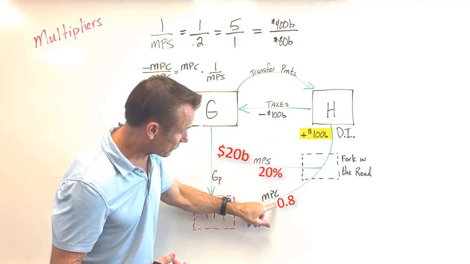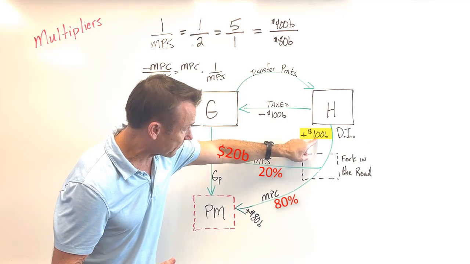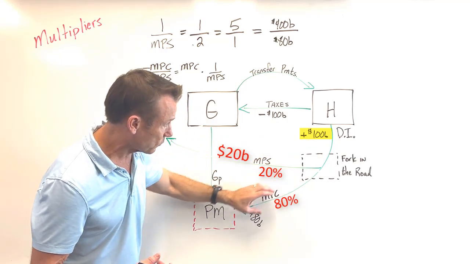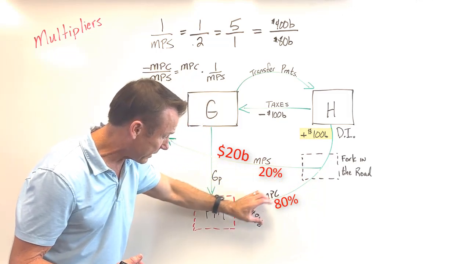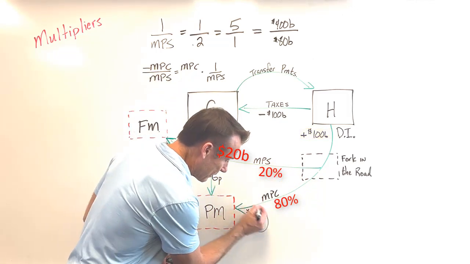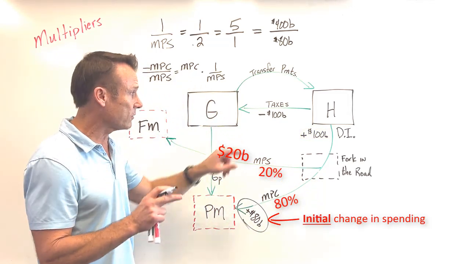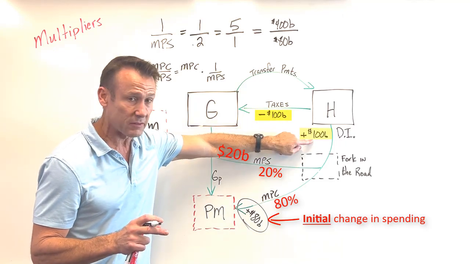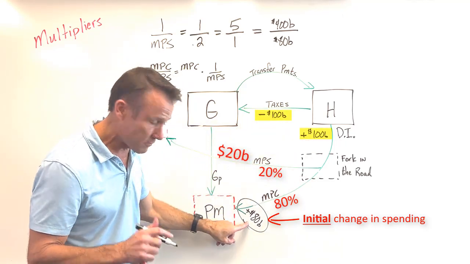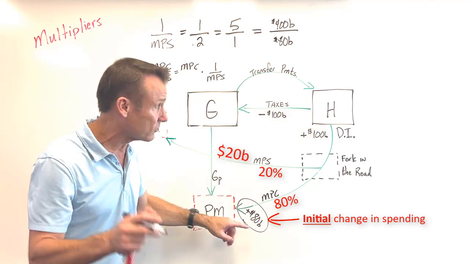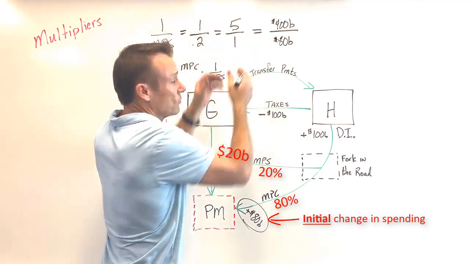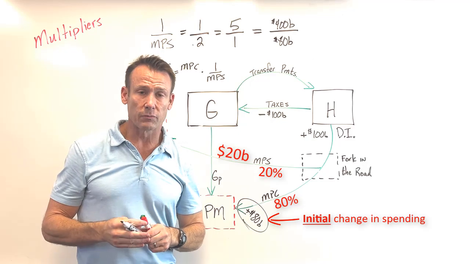And hey, if the MPC is 0.8, 80% of that is going to go this way. And we can do that. 100 billion times 0.8, that's 80 billion. And what did I say that was? That's your initial change in spending. I think we can do that. Get a change here, and that changes this by the same amount. Take it through the fork in the road. Find your initial change in spending, and then just use the spending multiplier.